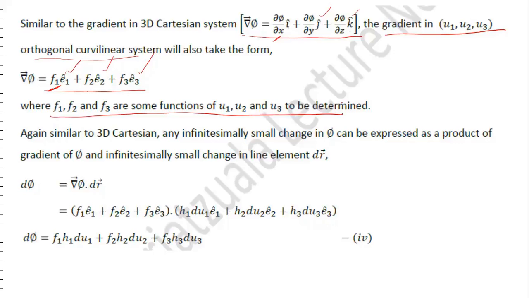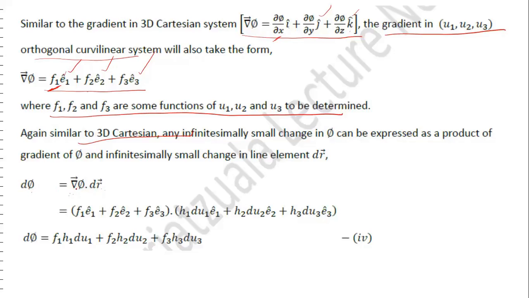And again, if you remember, in the 3D Cartesian system we have written that any change in phi is a dot product of grad phi and dr. I think I have just shown you this also a few minutes ago.